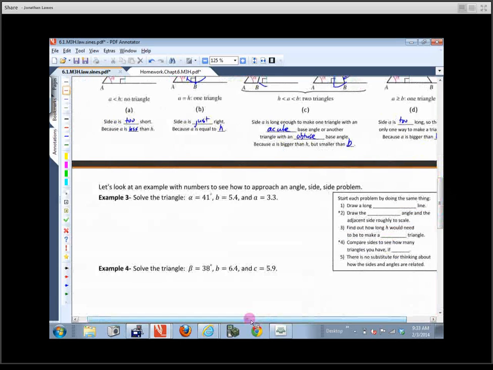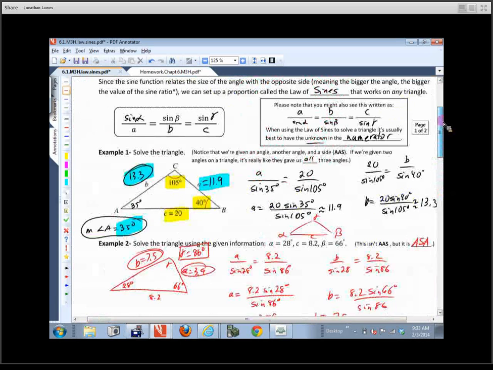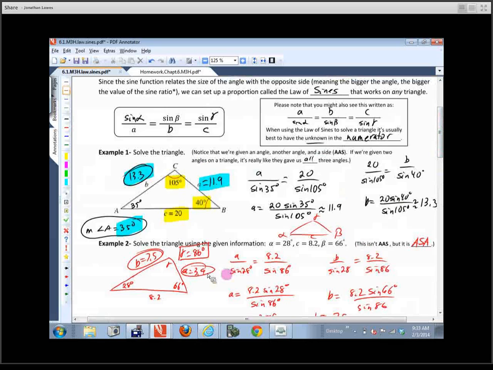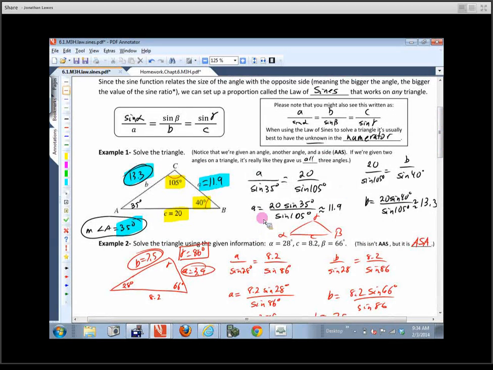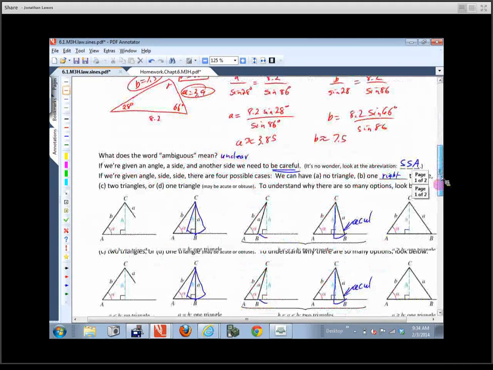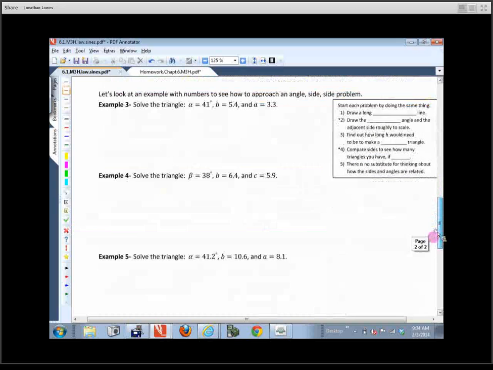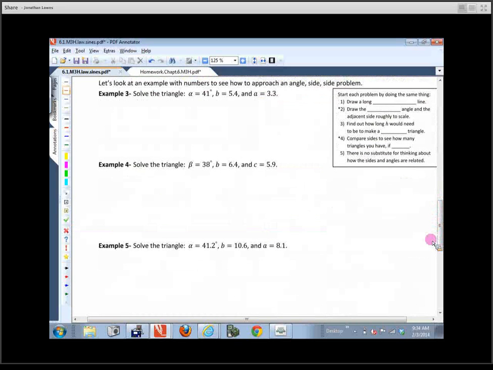Okay, now you're going to have problems like example 1 and example 2, those were pretty easy, weren't they? Angle, side, angle, side, angle, piece of cake. No problem with those. If you end up with angle, side, side, here's what you want to do. The first thing you want to do is draw a long horizontal line. So let's go ahead and do that here. I'm going to draw a long horizontal line.